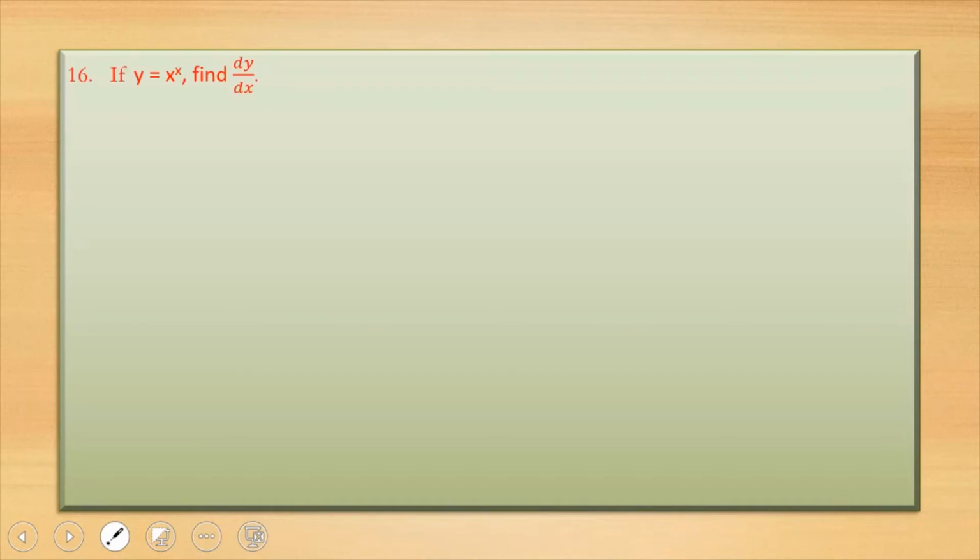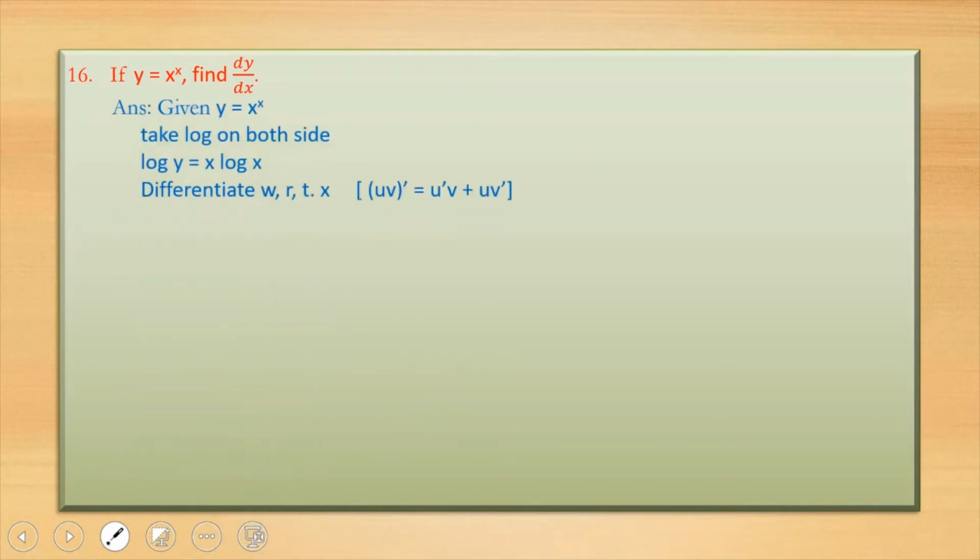Question number 16. If y is equal to x to the power of x, find dy by dx. So here given it is y is equal to x to the power of x. To solve this, just take log on both sides first. So we'll be getting log y is equal to x into log x, because log of x to the power of x is nothing but x into log x.